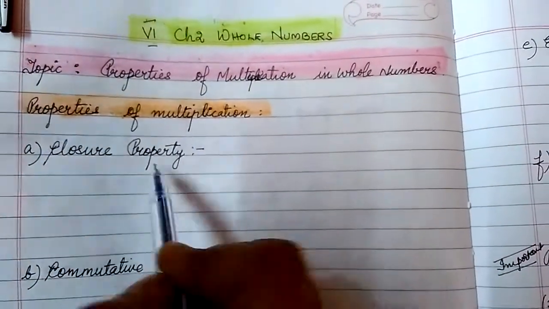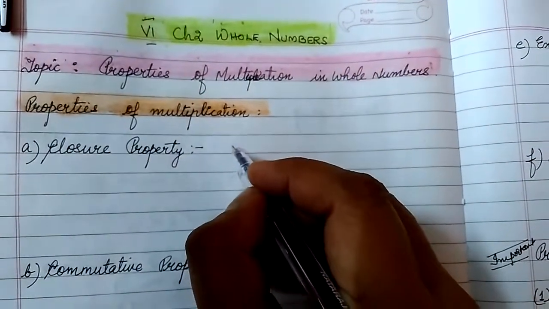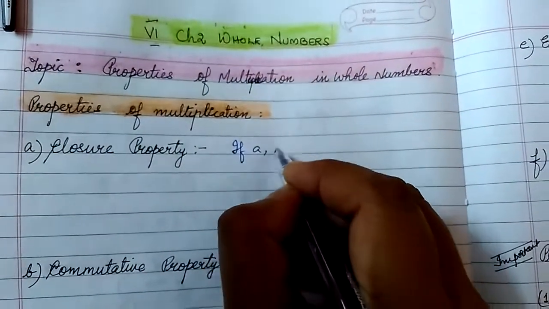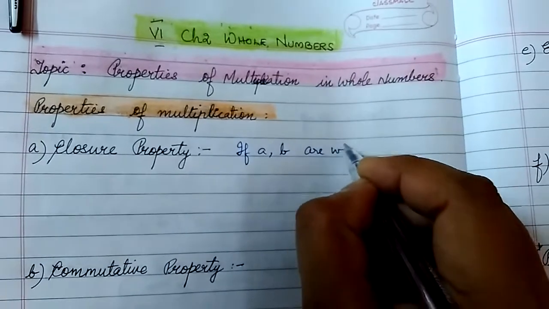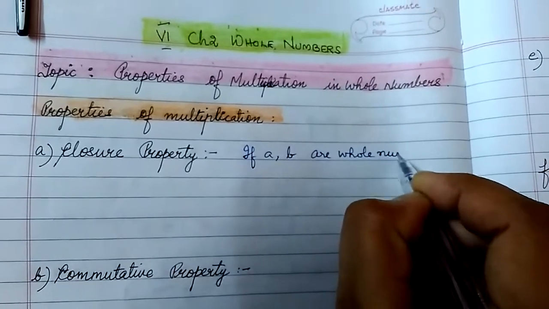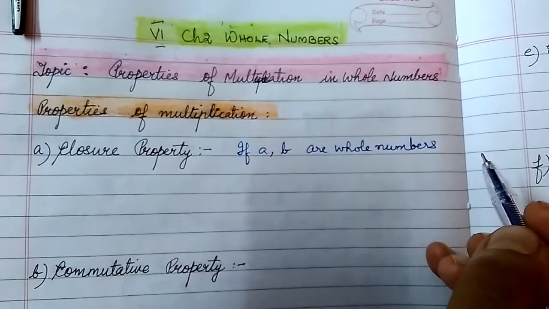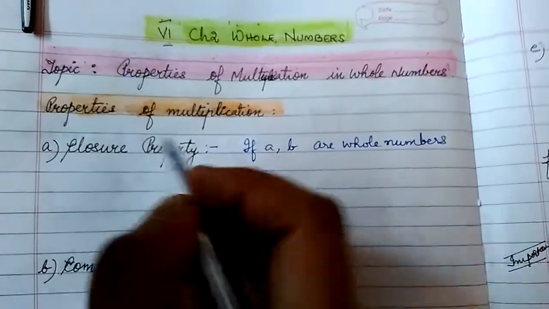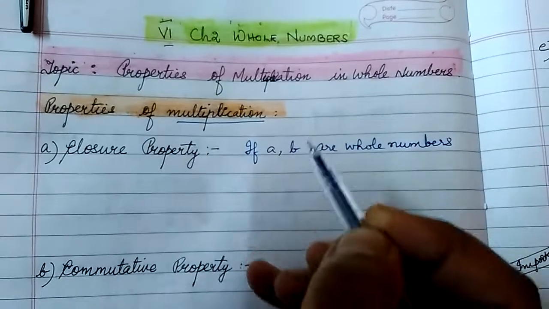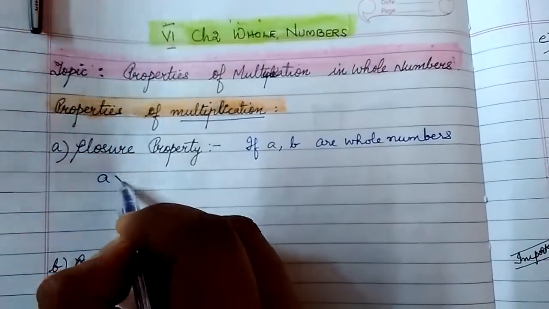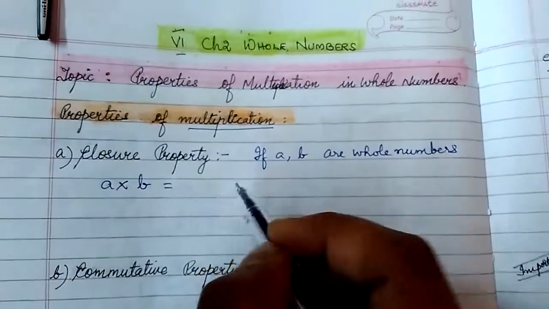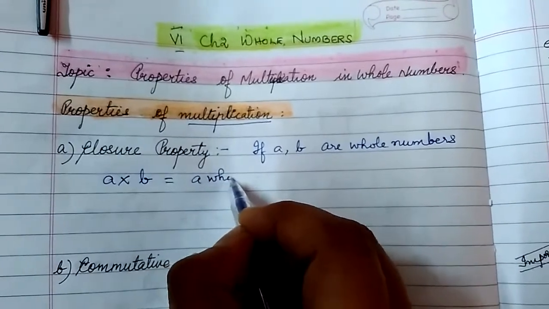So the first property is the closure property. In the closure property, what is it? If a, b are whole numbers, what happens? If you add these two numbers, it is the closure property of addition. Here you will multiply, because these are the properties of multiplication. So if you multiply these two numbers, the result will be a whole number.